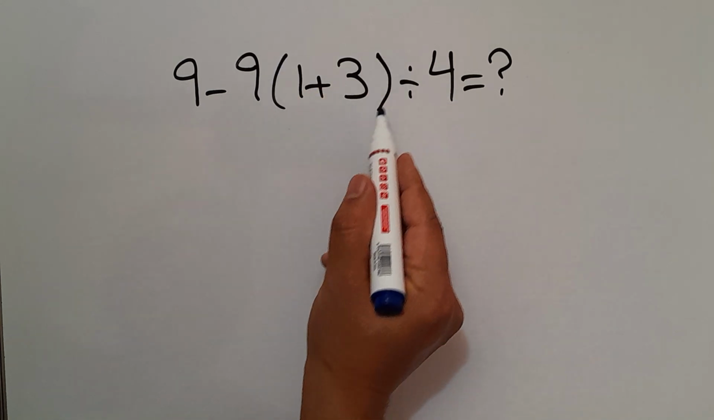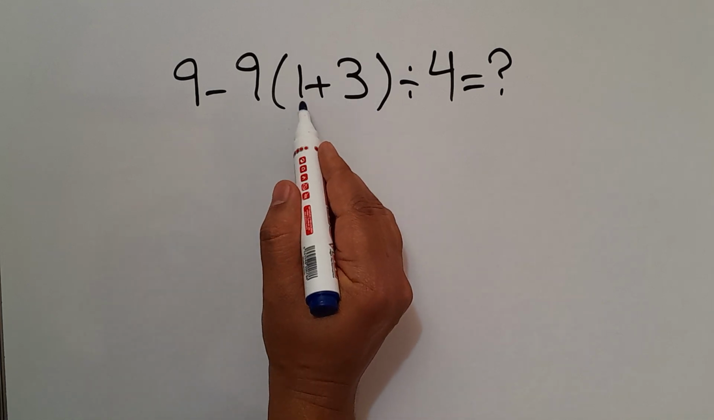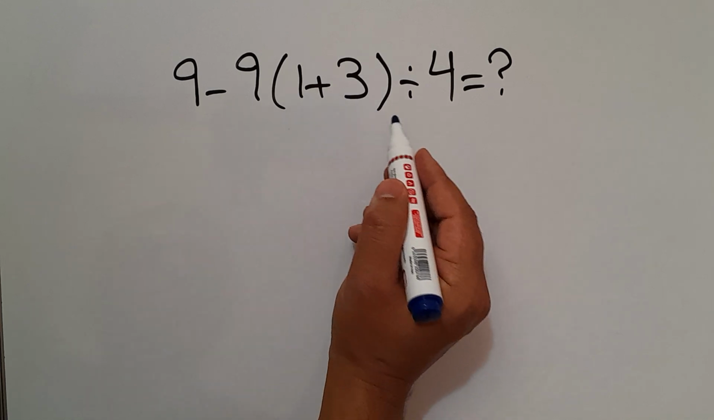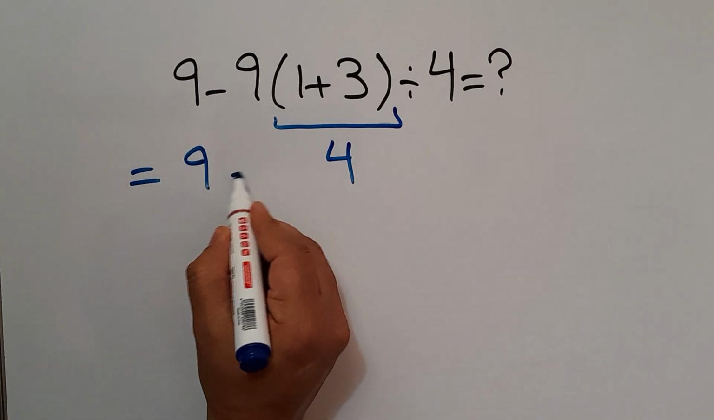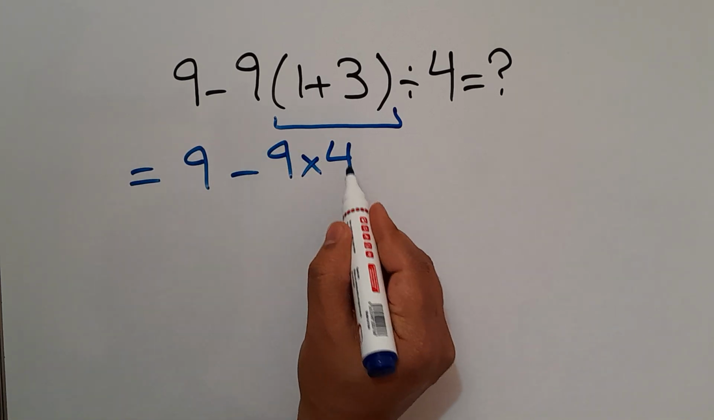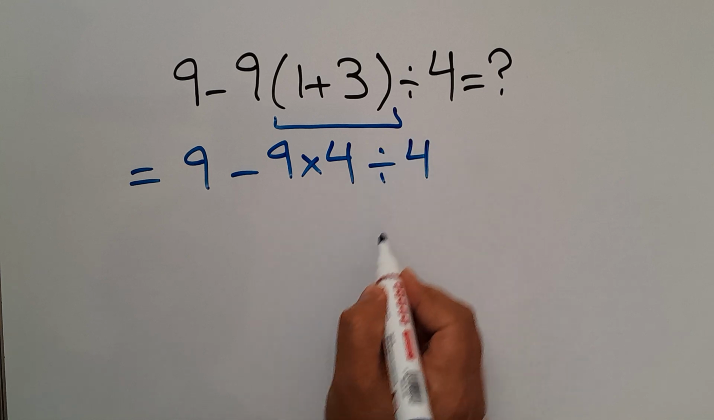As we know, parentheses has higher priority than other operations. So first, 1 plus 3, which equals 4. So we have 9 minus 9 times 4 divided by 4.